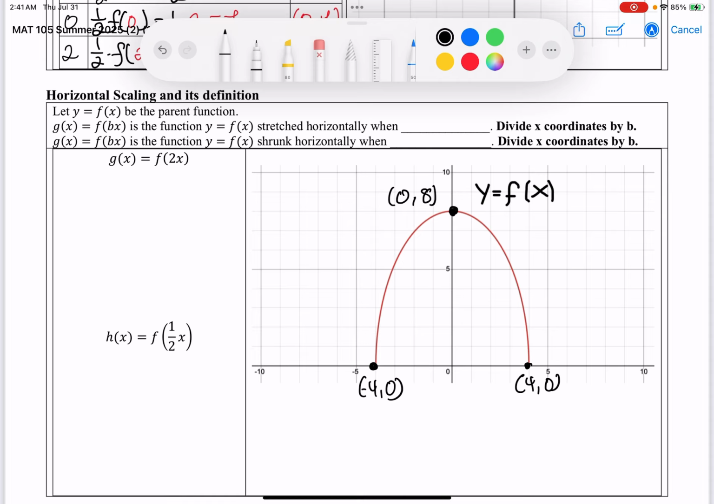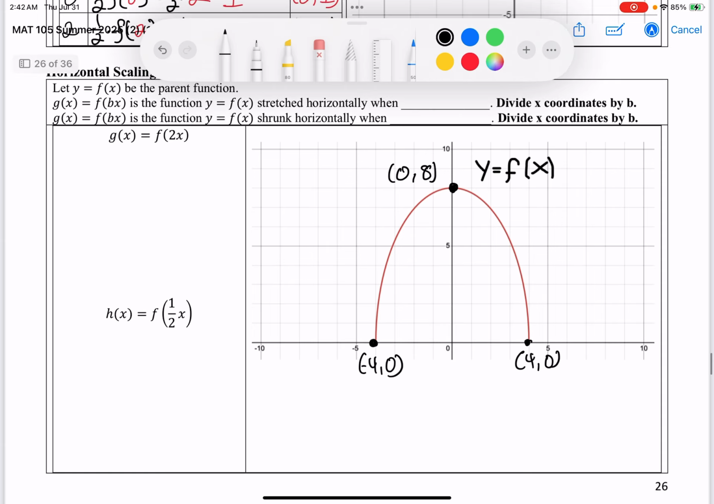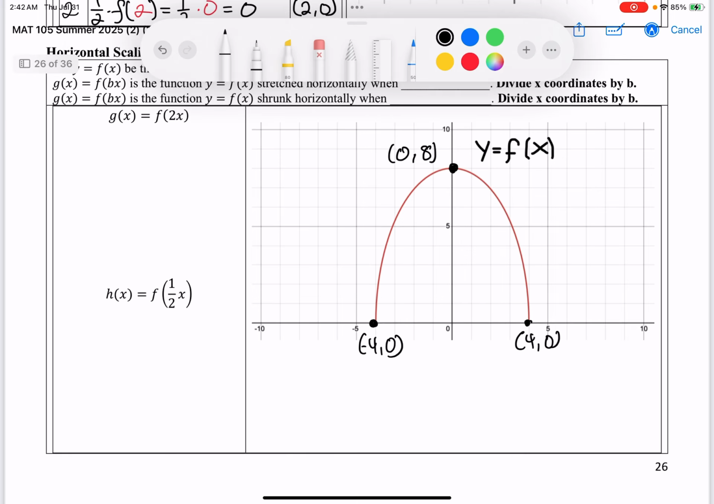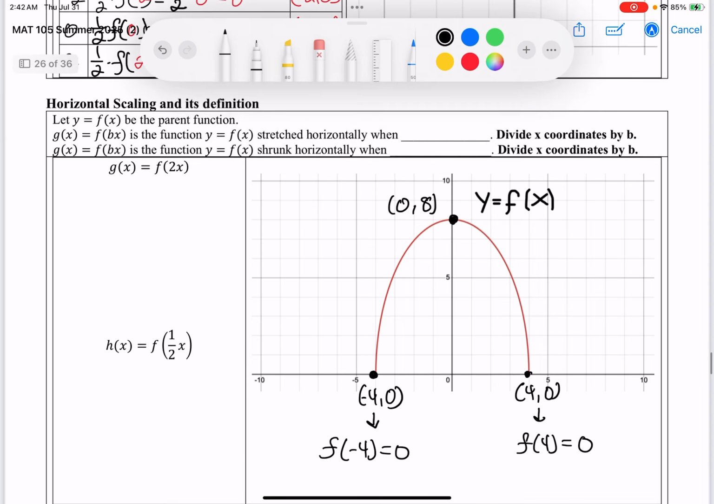All right. So we want to graph the function g of x equals f of 2x and h of x equals f of 1/2 x. So I'm going to go down here. This point is negative 4, 0. So basically that means that f of negative 4 was 0. And over here, this means f of 4 equals 0. And on top, that represents f of 0 equals 8.